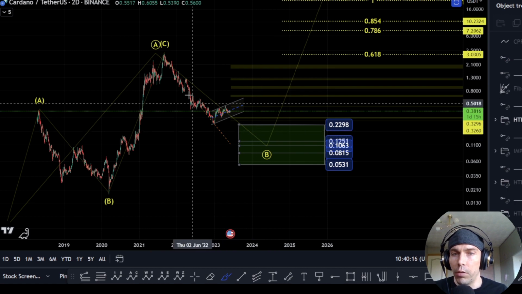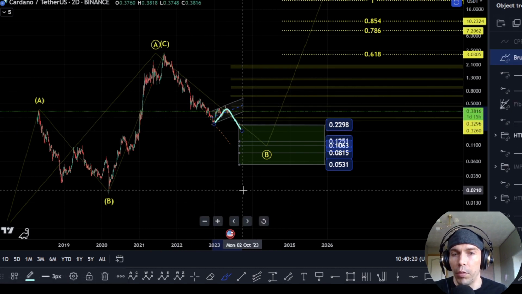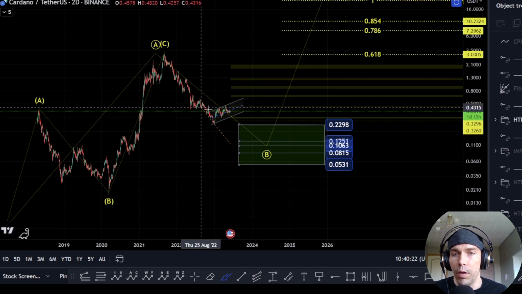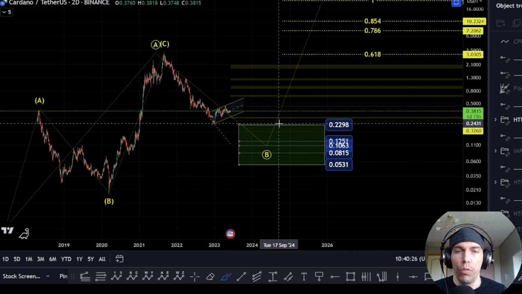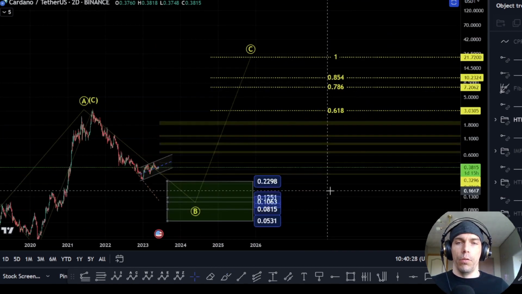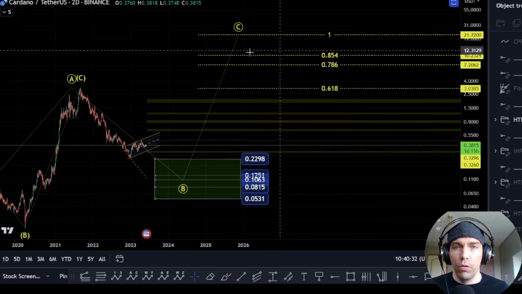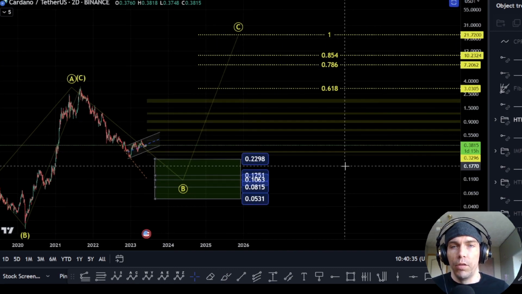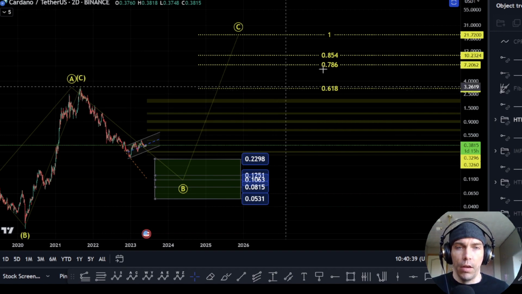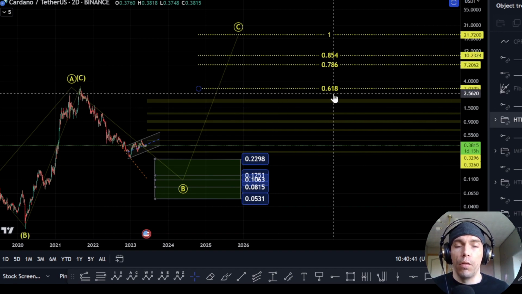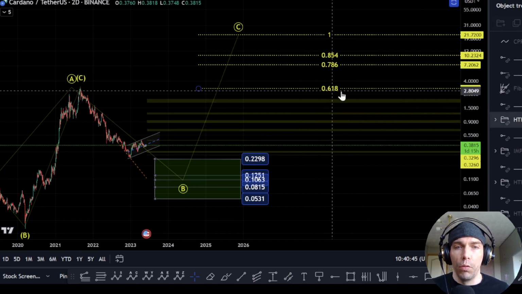Now, alternatively, we do have the potential to see a drop down directly, but we need to be aware that there is the potential that we could see a bigger corrective move to the upside. Now, what we'd be looking for here is a C wave after completion of this B wave, which could push us up towards this 2172 if this is a 1-to-1, and I have some other areas here as well. The 0.854 would be this 1023, the 0.786 would be this 720, and the 0.618 would be here at this $3.03.